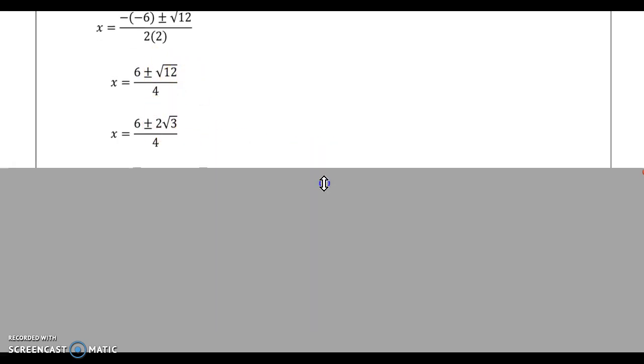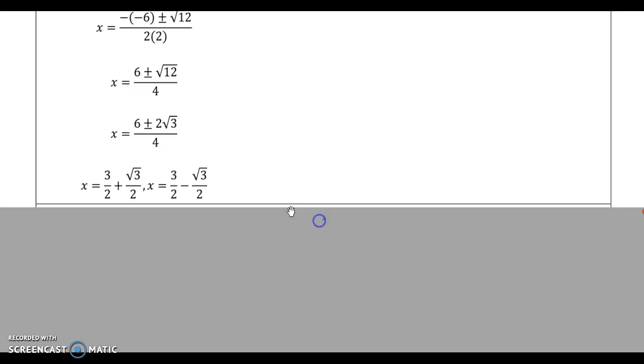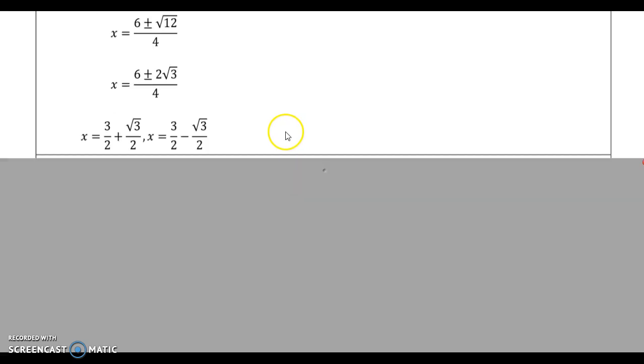Then I turned it into two different fractions, which is 6 divided by 4, that's 3 halves, plus radical 3 over 2, which is the same as 2 radical 3 over 4. And I also have a minus version. Notice that this plus or minus gives us a positive version and a negative version. If you got this or something like this, for example, you might have gotten 3 plus radical 3 all over 2, 3 minus radical 3 all over 2, you're in the right ballpark. So nice work on that.